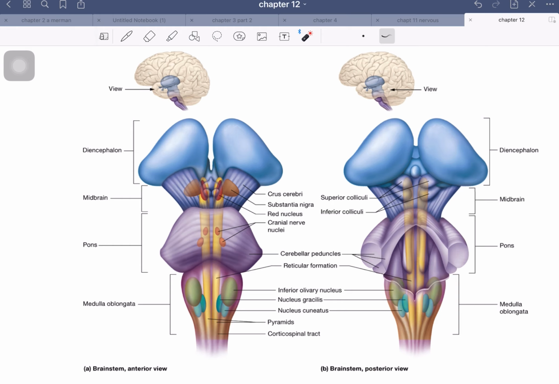So let's have a look at a posterior view. So we're looking at the opposite side to what we just saw here. And I just want to point out some things. Once again, diencephalon, there's the midbrain, here's the pons, and here's the medulla. And a couple of features that we can see on this side are the colliculi, the superior colliculi and the inferior colliculi. You can see these paired structures here.